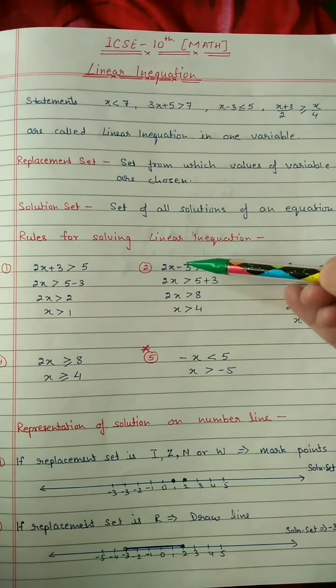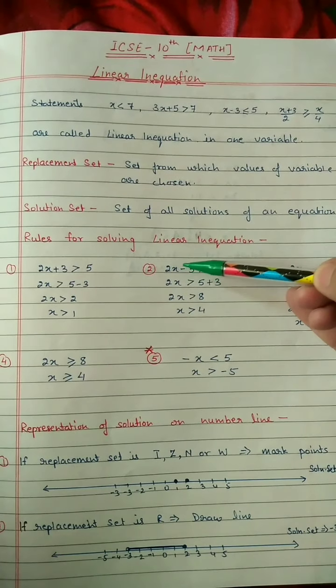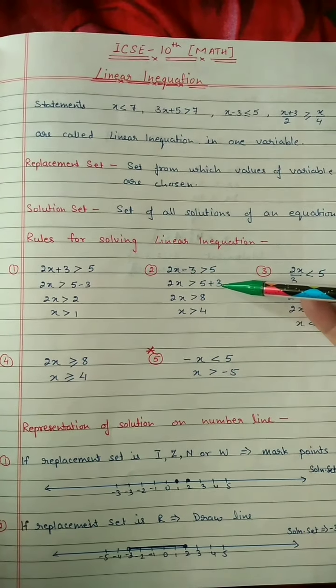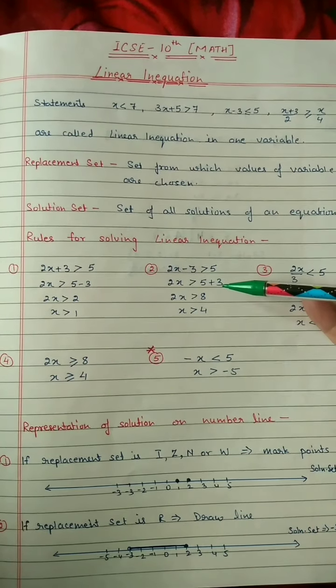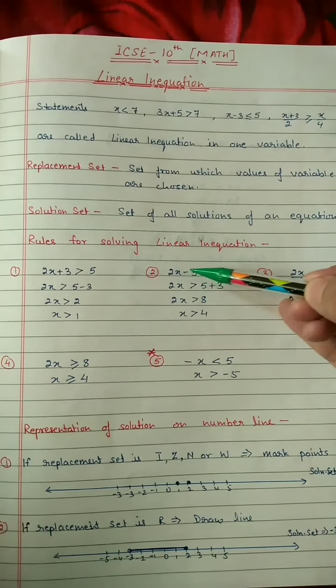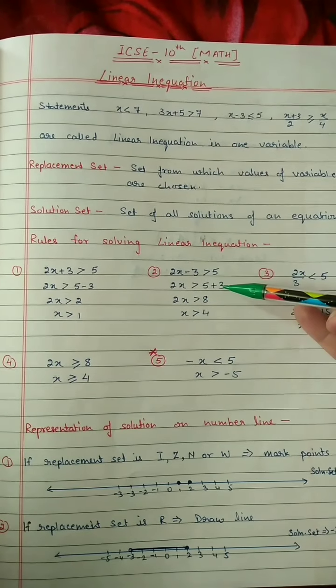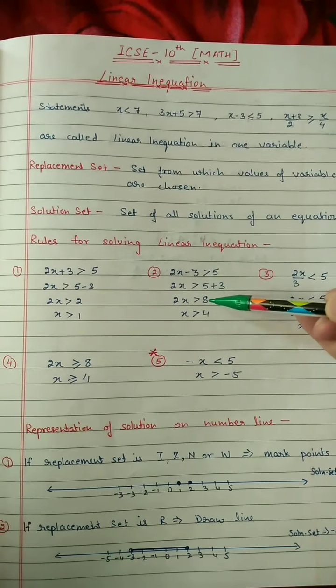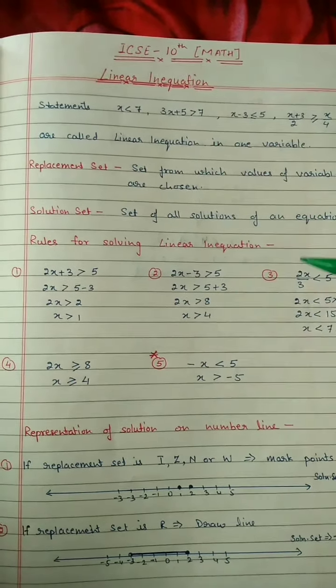Second rule, if any term is in subtraction and you are shifting it to the other side of the symbol, then it will become plus. Here this minus 3, when you shift it to the other side, will become plus 3. 5 plus 3, 8, and then 2 also you can shift.